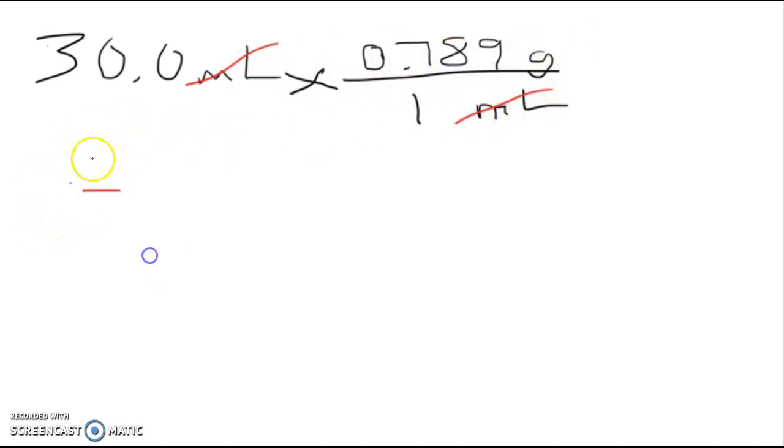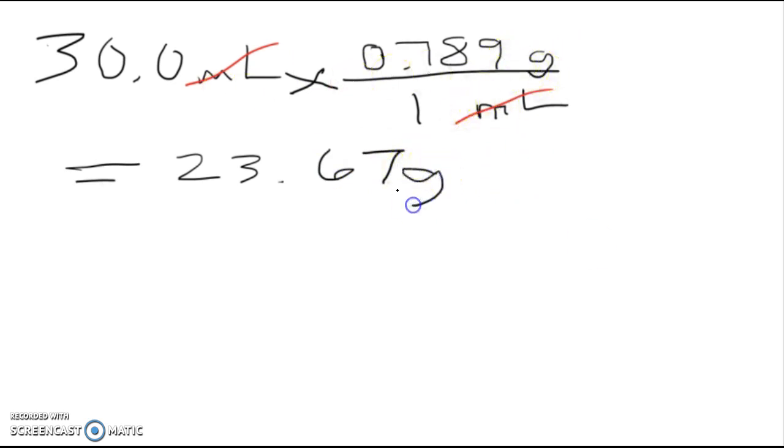So we put this in our calculator. 30 times 0.789, we get 23.67 on my calculator. The units that are left, that didn't get canceled out, are grams, and that's what the question asked for. It wanted to know mass. So we're on the right track.